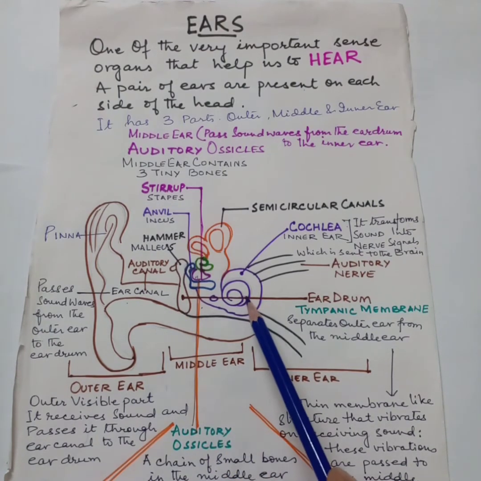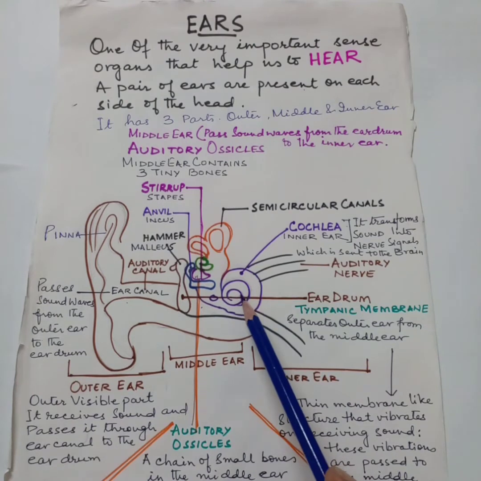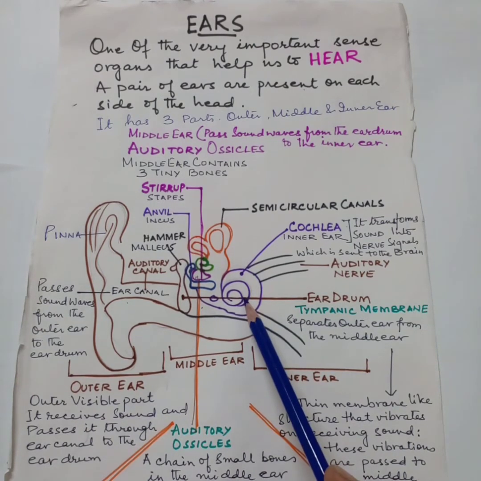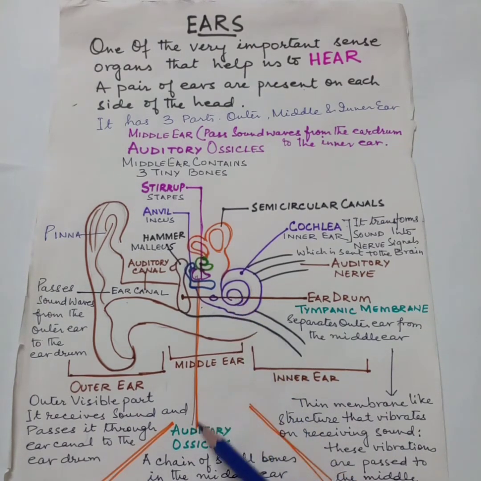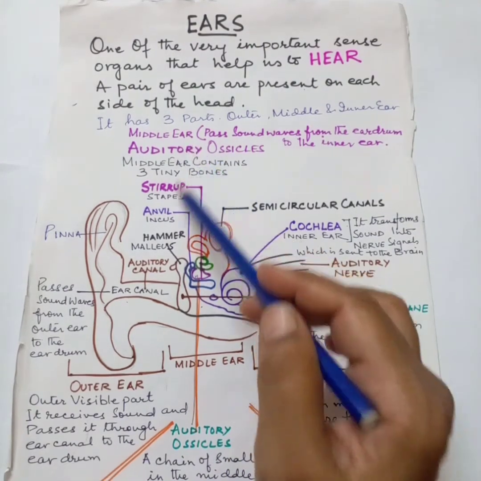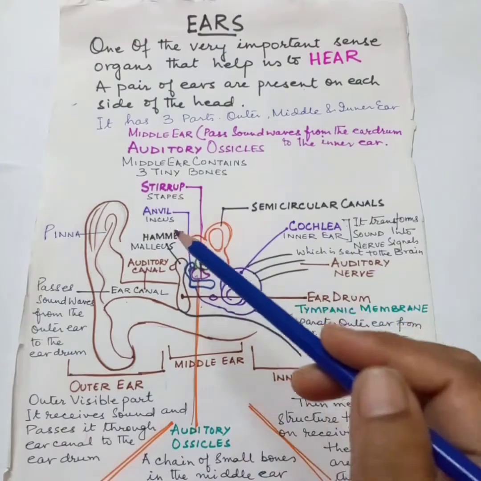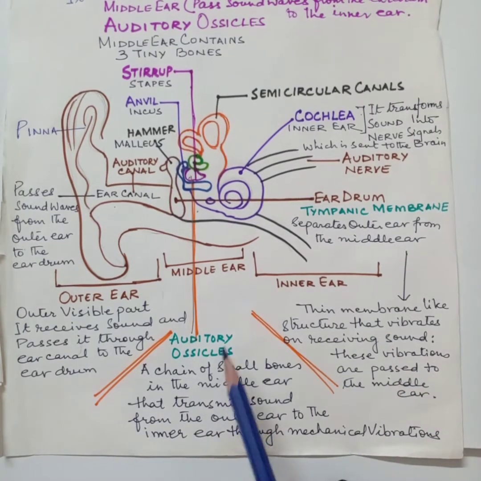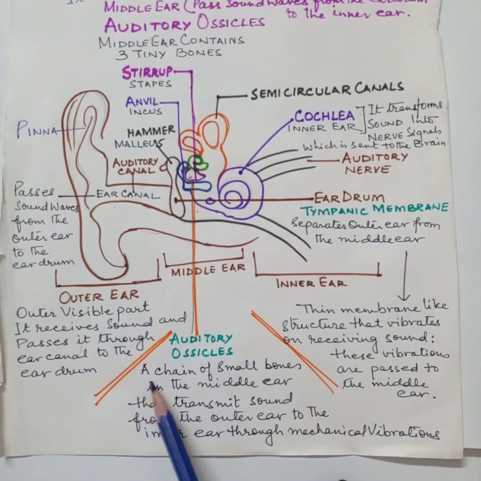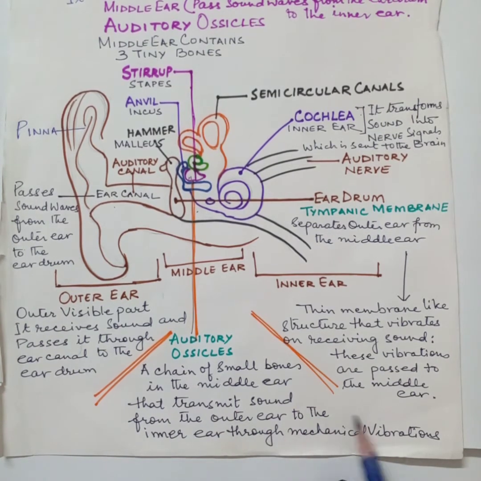to the inner ear via the auditory ossicles. Auditory ossicles are these 3 bones. Auditory ossicles are a chain of small bones in the middle ear that transmit sound from the outer ear to the inner ear through mechanical vibrations.